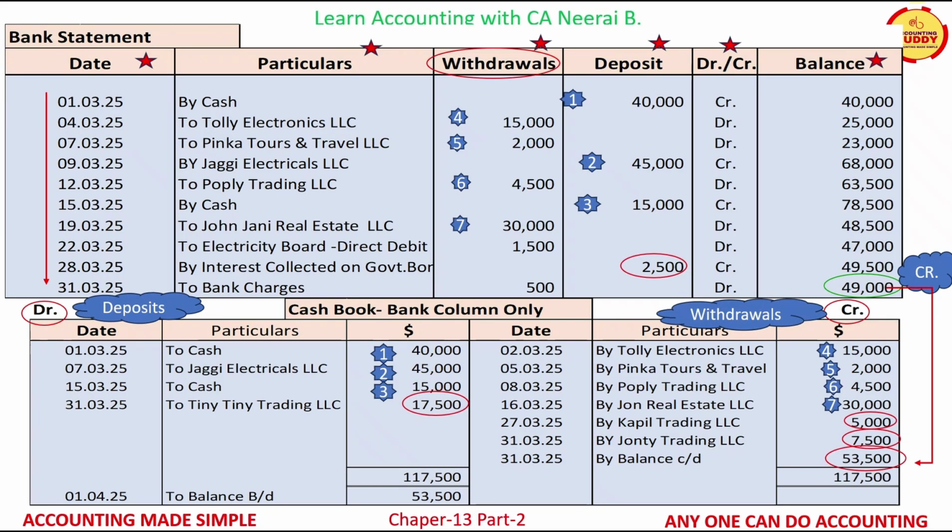Similarly, an entry of electricity charges of $1,500 and bank charges for $500 are only appearing on the withdrawal side of the bank statement. I hope you have understood the process of identifying transactions which are causing difference between the cash book balance and the bank statement balance as on a particular date.